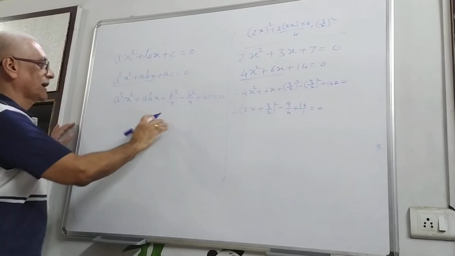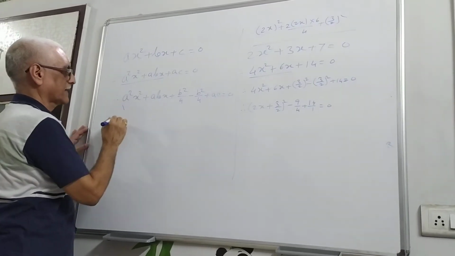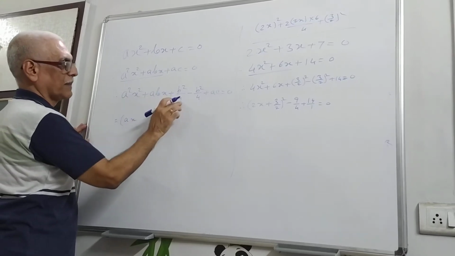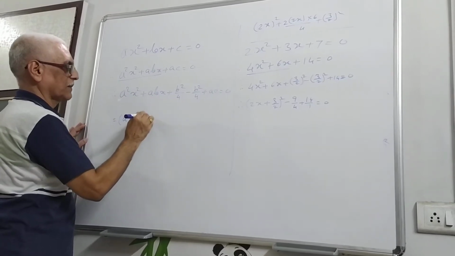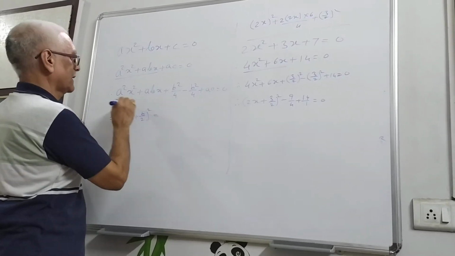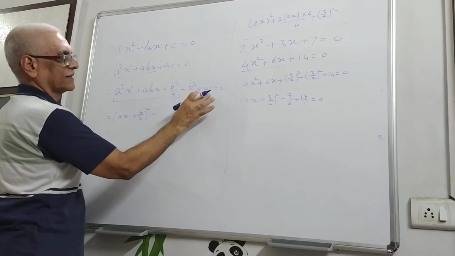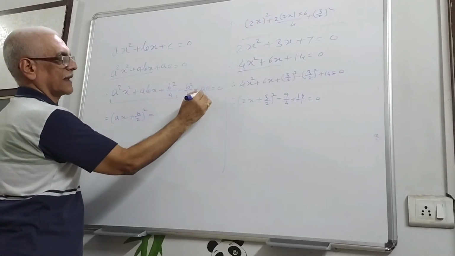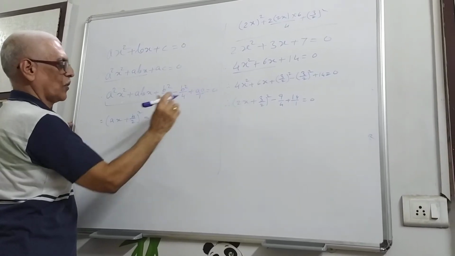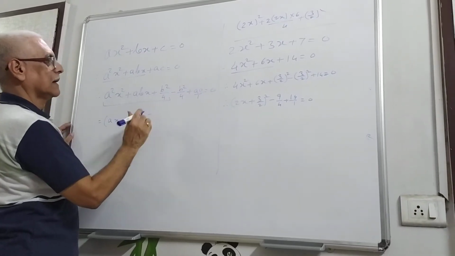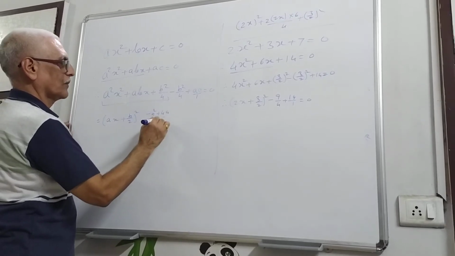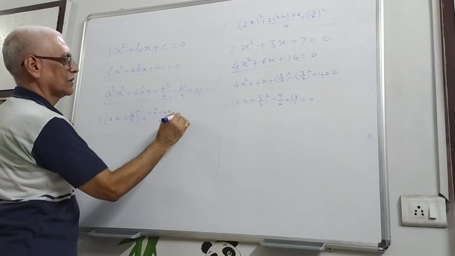Here in general what you will get is this: ax is the square root of the first term, and b by 2 is the square root of the last term, and the sign is plus. So (ax plus b by 2) bracket square. Now for this, minus b square, and ac can be written as ac upon 1. So minus b square plus 4ac upon 4 is equal to 0.